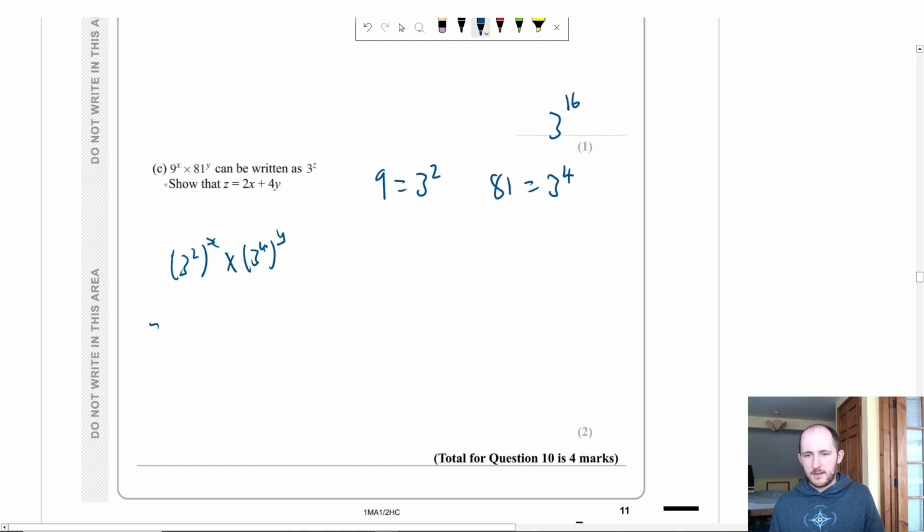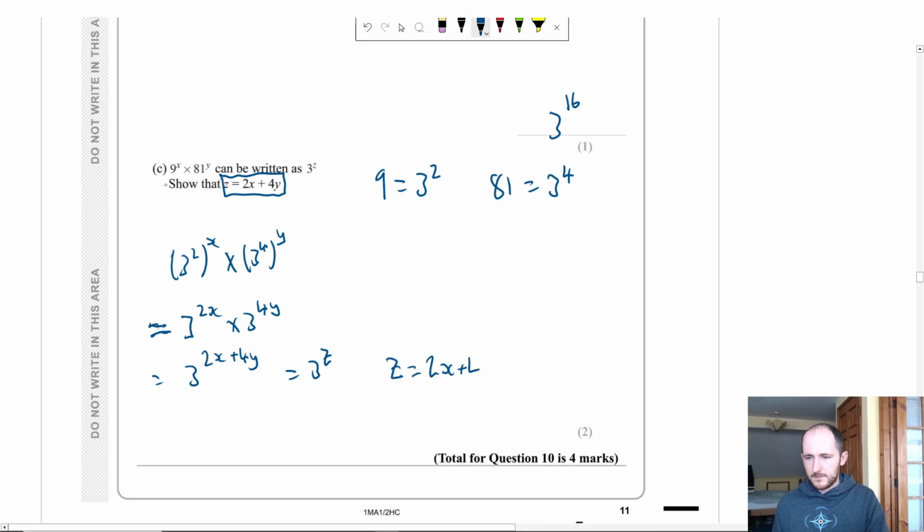So expand this now. So again, we multiply when there's a power to the power. So we have 3 to the power of 2x times 3 to the power of 4y. When you times two things, what happens? You add the powers. So it's 3 to the power of 2x plus 4y, which is the same as 3 to the power of z, because remember it's saying show that z equals 2x plus 4y. So hopefully not too bad in that regard.